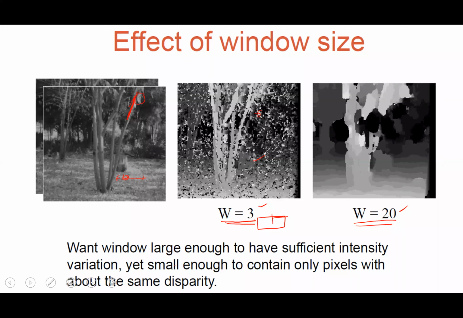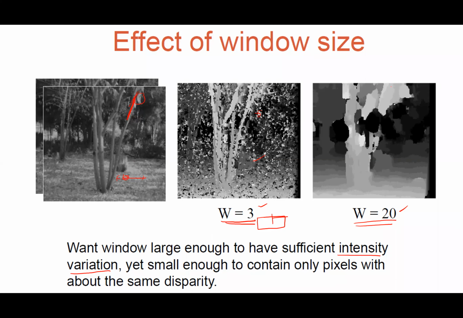The window should be large enough to have sufficient intensity variations. By intensity variations I mean a textural variation should be there within the window you are considering. It should also be small enough to contain only pixels with the same disparity. The moment you are taking one box versus the other box, you are essentially assigning the same disparity, as if these two blocks have the same disparity.